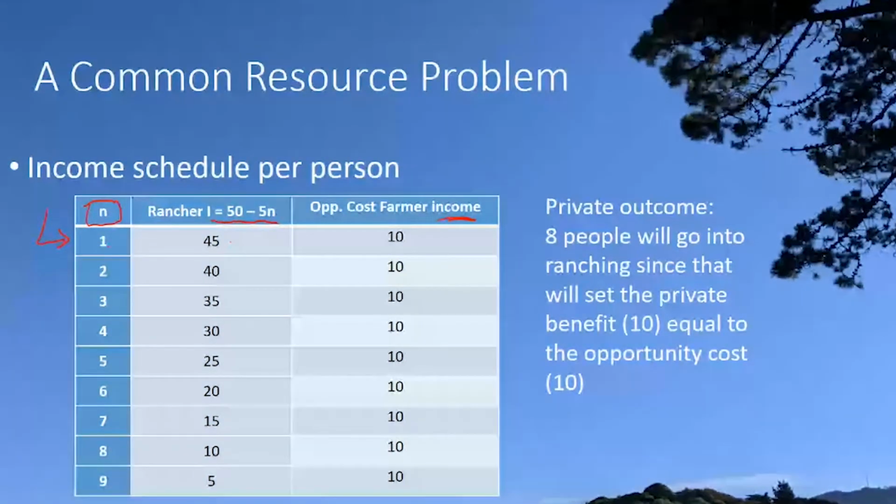That's going to mean you're going to have one rancher out there. The cattle is going to get really fat. You're going to be able to sell it for lots of money on the marketplace. You're going to do much better than a farmer. So we'd expect one person is going to jump in and become a rancher. But what about another person?